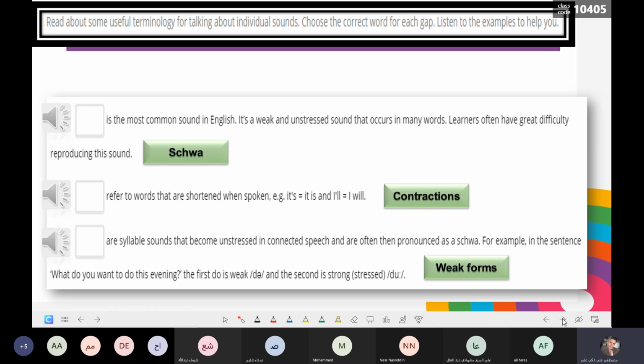What do you want to do this evening? Have you noticed the native speaker saying, what do you want? The verb do here is very weak, and the same verb here is pronounced differently. What do you want to do this evening? So the first do is weak, ta, and the second is a strong, stressed do.